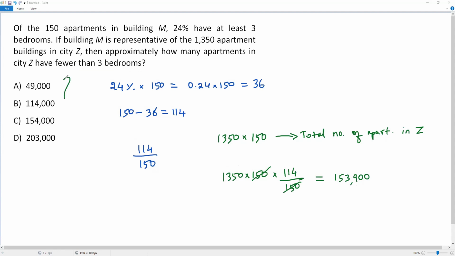When I go over the answer choices, the value in answer choice C is very close to this one. So approximately 154,000 apartments in city Z have fewer than 3 bedrooms. The correct answer choice for this question is C.